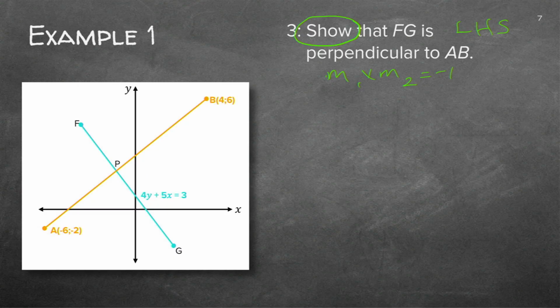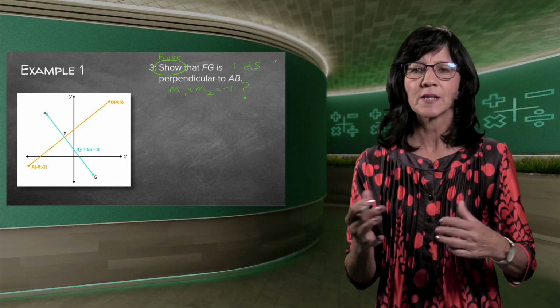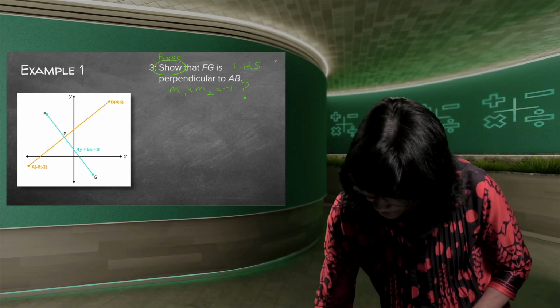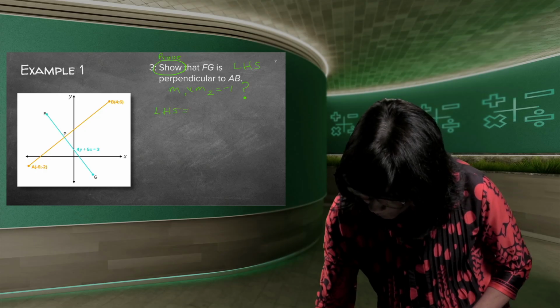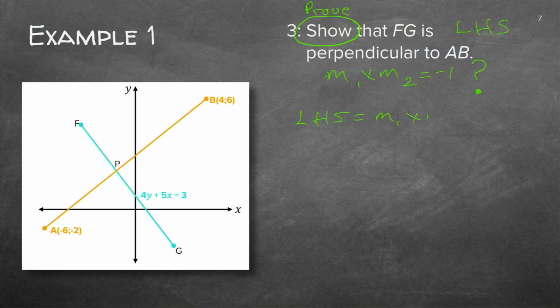If you in the very first line already write M1 times M2 is equal to minus 1, so I did it here, but I'm going to make a question mark. This is what they want to know. I cannot write it down straight away because then I'm telling they are perpendicular. I need to show or prove. So let's just write that word there as well. Show or prove always means you do only one side at a time. So I'm going to just do the left-hand side, which is M1 times M2.